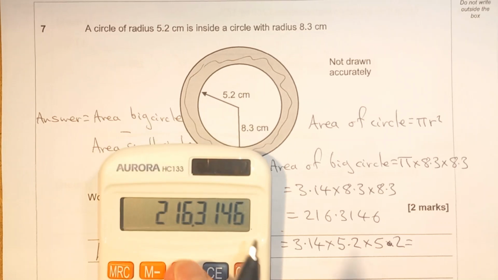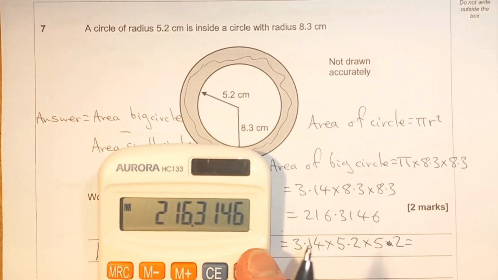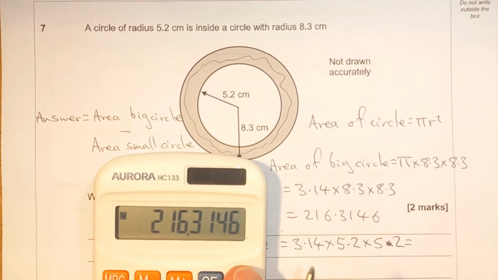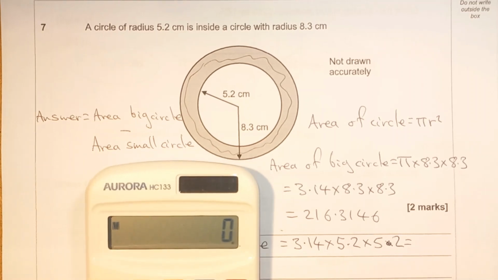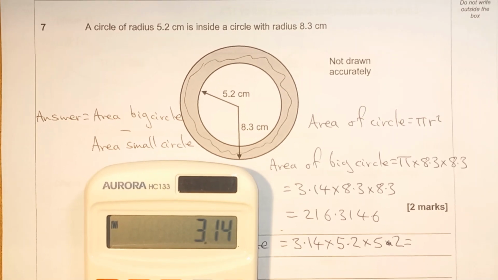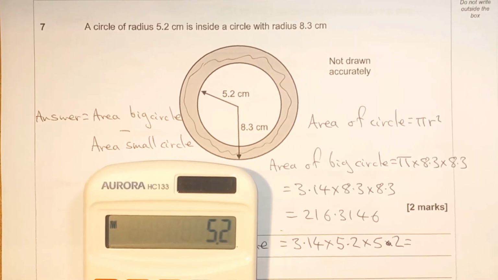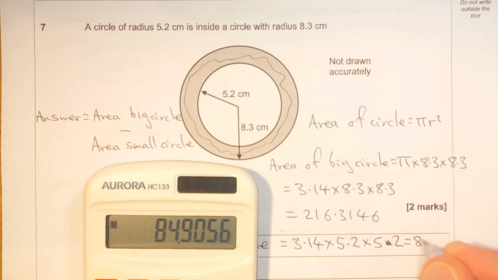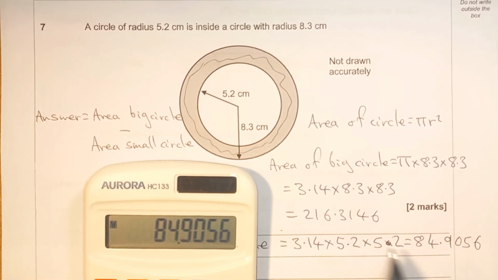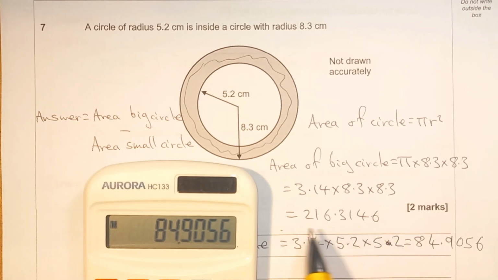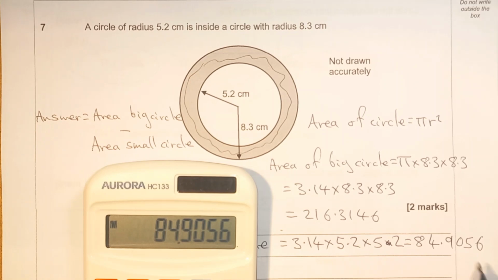I'm going to put this in my memory later, but if you're not comfortable with using your memory, that's fine, although you can look at my video of how to use a simple calculator, which will show you that. So 3.14 times 5.2 times another 5.2, and we get 84.9056. And 216.3146. Well, we want to take that off of 216.3146. In fact, I'm going to be clever here and I'm going to take it away in the memory.